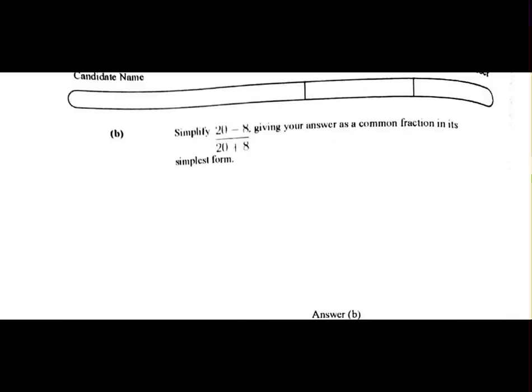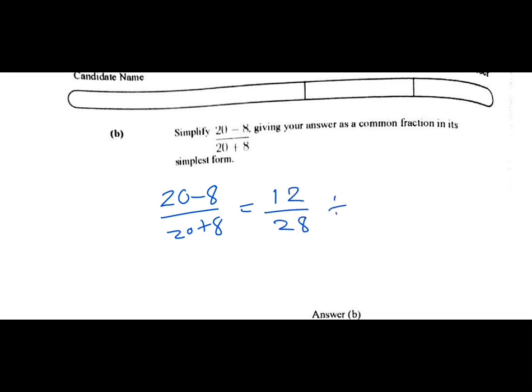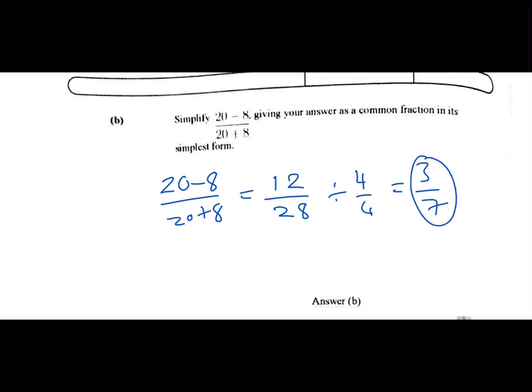Moving on to part B. Simplify (20 minus 8) divided by (20 plus 8), giving your answer as a common fraction in its simplest form. So we'll operate the numerator 20 minus 8 and then the denominator 20 plus 8. 20 minus 8 gives us 12 and 20 plus 8 gives us 28. Divide by the common factor, which is 4 over 4. We get 3 over 7. Let's move on to the next question.